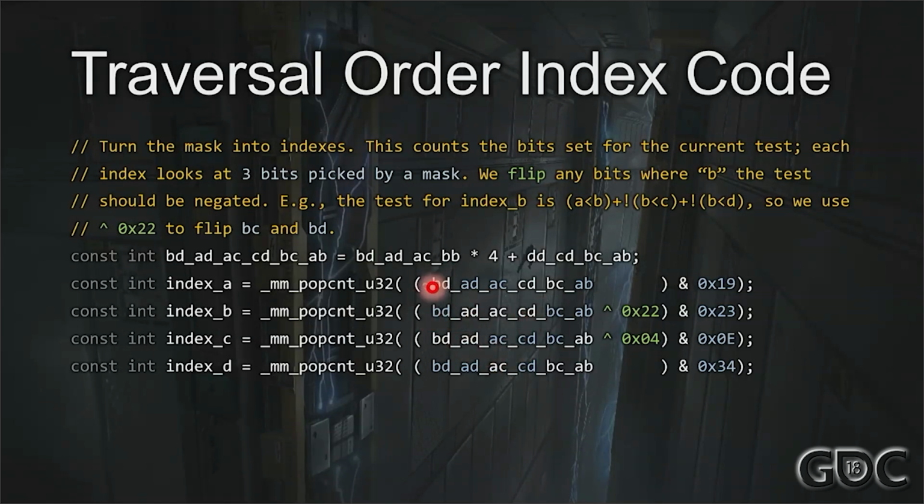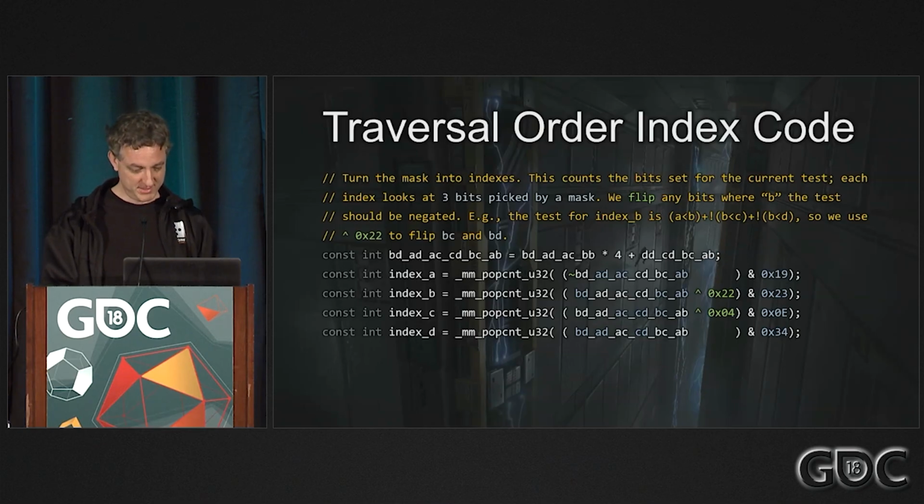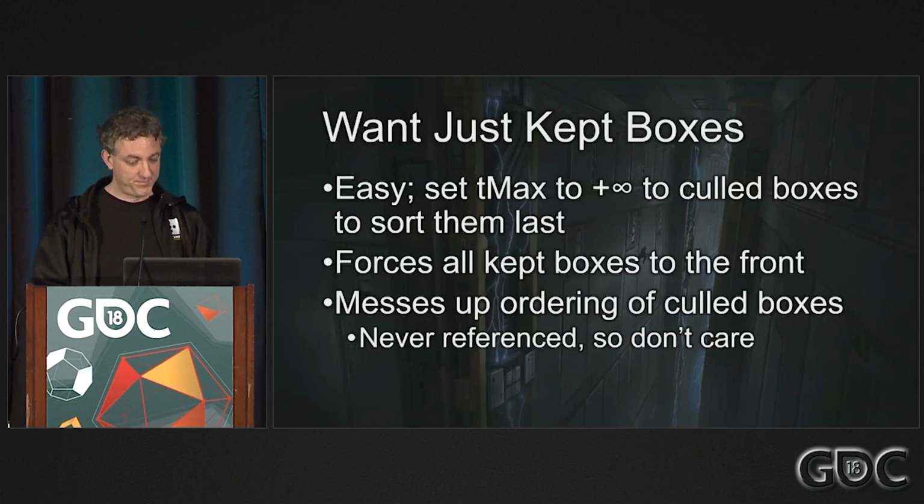Now, we use bit operations to do the not. So we sometimes use A is less than B, sometimes not A is less than B. And so we use XOR. In this case, we want to flip all of the tests, so we use tilde. And then this just picks the 3 bits we care about. And then this counts the 3 bits. So pretty simple code.